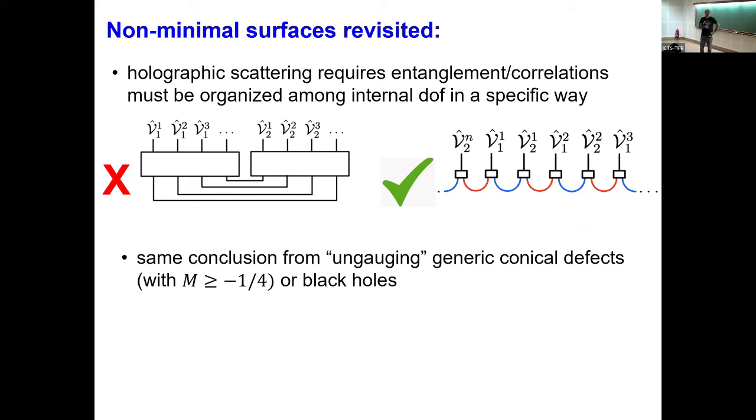And you can come to a very similar conclusion if you think about ungauging, or you think about entwinement in more general geometries. For instance, a black hole, you can think about a covering space, a threefold covering space for your favorite BTZ black hole.